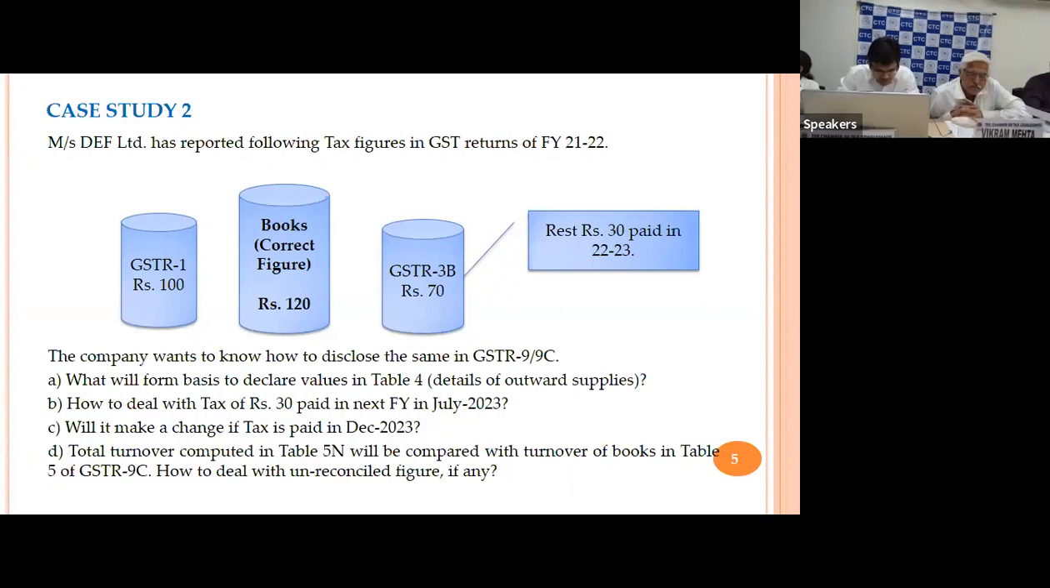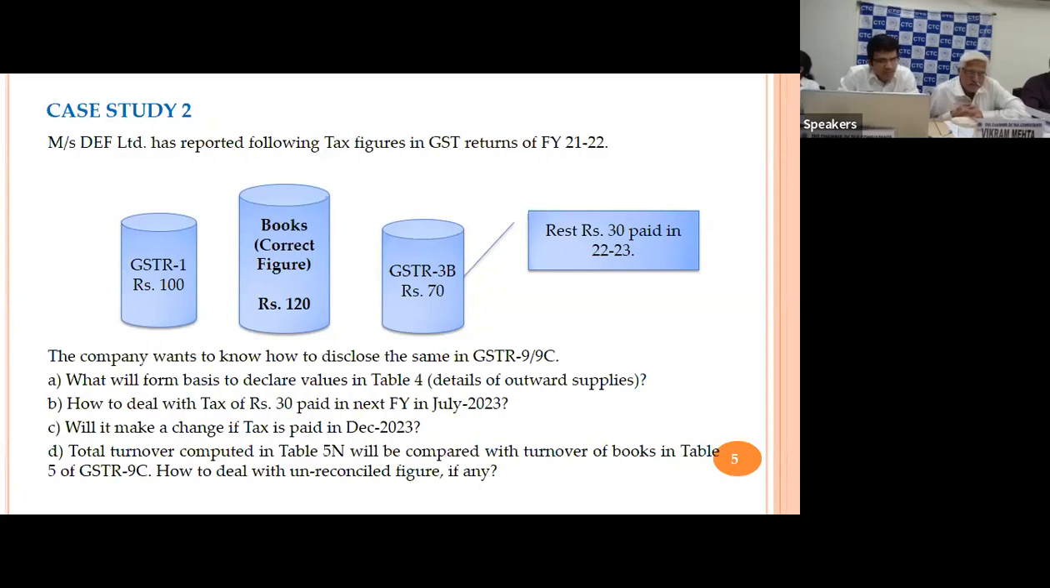Now, the rest, only 30, has been paid, that is to match with GSTR-1. Still 20 they have not paid. Now, the company wants to know how to disclose the same in GSTR-9C. First, what will form the basis to declare value in table 4, that is, details of outward supplies, and how to deal with the tax of rupees 30 paid in the financial year, in July 2023. Now we'll just read first these two questions.